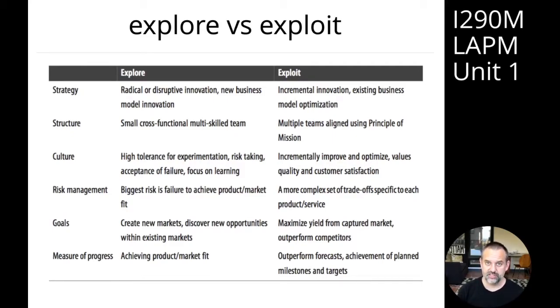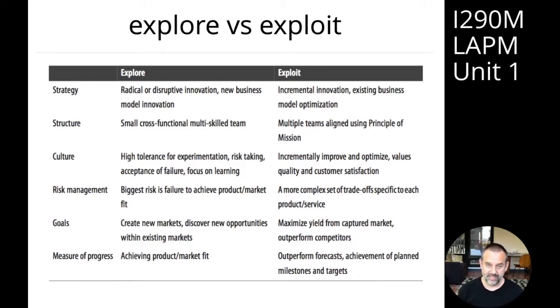We're trying to reduce costs. We're trying to increase conversion. And we're typically going to have a much bigger team, and you're going to have to manage a much bigger team using the principle of mission, which we'll talk about later on in the class. The culture is going to be very different. It's not about taking crazy risks. It's about incrementally improving and optimizing. We're going to have different things that we measure. We're going to measure things like customer satisfaction and our ability to achieve our targets and milestones.